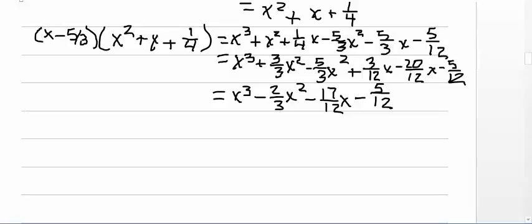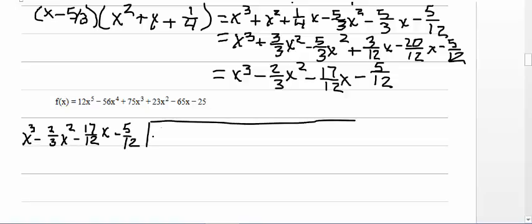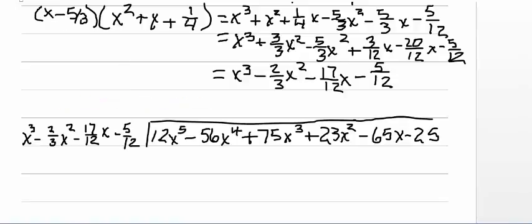All right, so I'm going to use long division, and I'm going to divide this into my polynomial. And the result is going to be my second degree polynomial. So I write my divisor, which is the product I just obtained, and I divide that into 12x to the 5th minus 56x to the 4th plus 75x cubed plus 23x squared minus 65x minus 25.